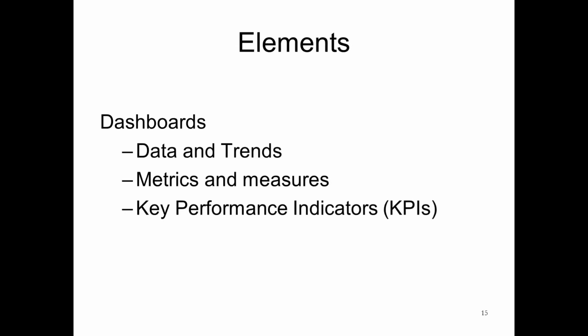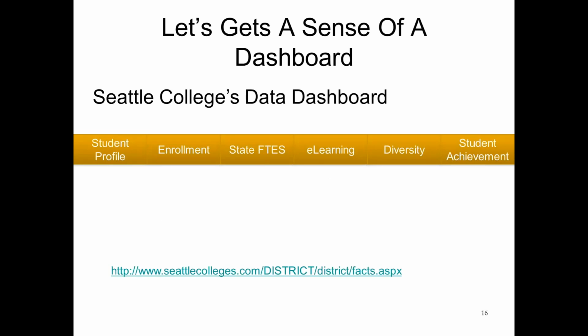Let's talk about the first thing, those dashboard elements. I think of them in 3 ways. A dashboard ought to have data and trends, metrics and measures, and those important KPIs. So as you think about a dashboard, it's got those 3 elements. Let's get a sense of what a dashboard looks like. So I'm nosing around the web and I find Seattle College's data dashboard. It wouldn't surprise you that a college would have student profiles, enrollment, e-learning, diversity, student achievement metrics. This is the headline of their dashboard and of course a link to see it.